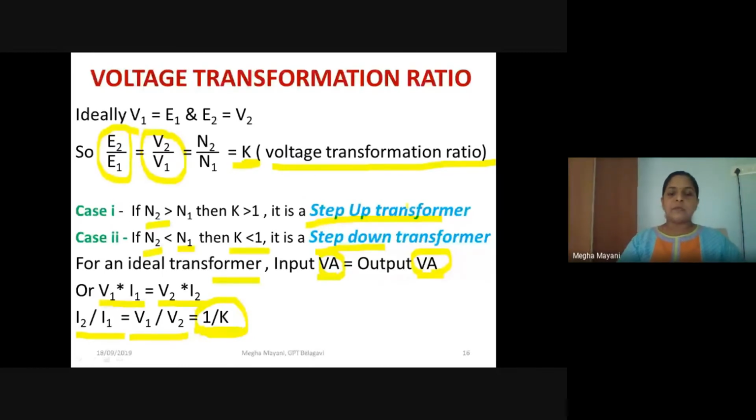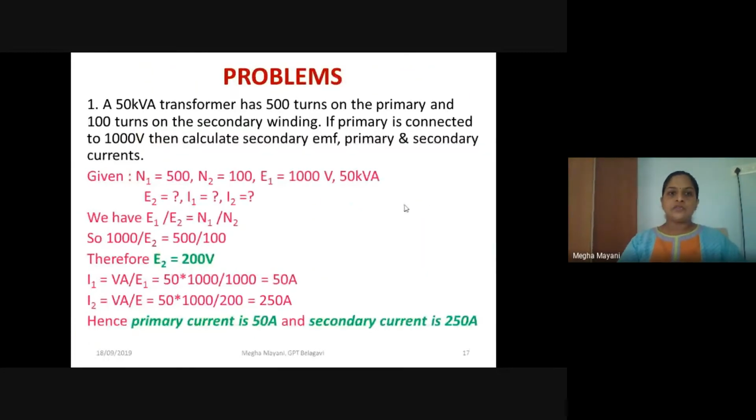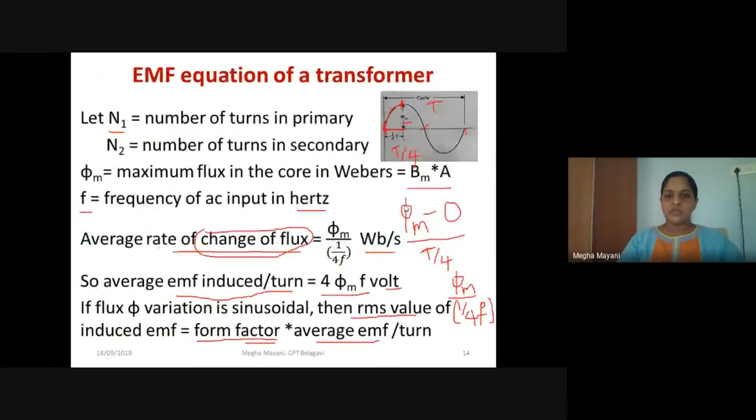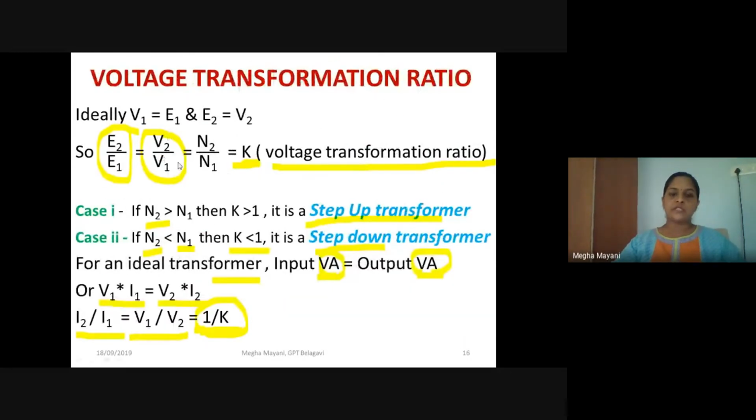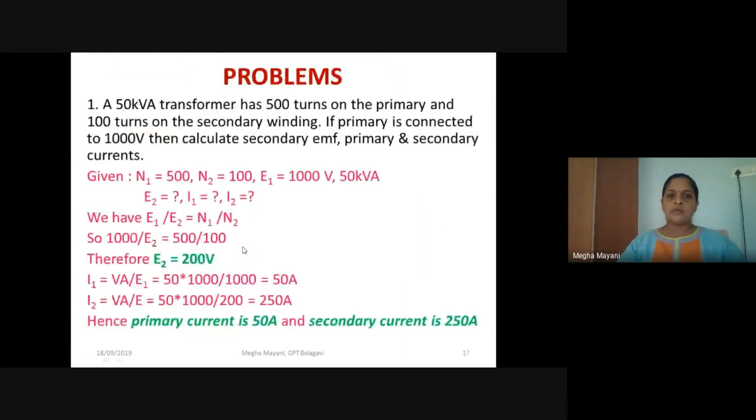We can take some simple problems associated. So friends, I think the EMF equation of a transformer and also the transformation ratio with respect to voltage, with respect to number of turns is clear. We can now take some simple problems like: a 50 kilovolt ampere transformer has 500 turns on the primary and 100 turns on the secondary winding. If the primary is connected to 1000 volts, then calculate the secondary EMF, primary and secondary currents.